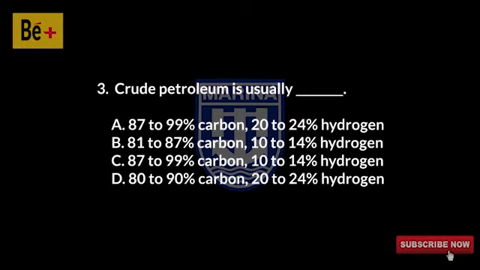Crude petroleum is usually A. 87 to 99% carbon, 20 to 24% hydrogen, B. 81 to 87% carbon, 10 to 14% hydrogen, C. 87 to 99% carbon, 10 to 14% hydrogen, D. 80 to 90% carbon, 20 to 24% hydrogen. The answer is B. 81 to 87% carbon, 10 to 14% hydrogen.